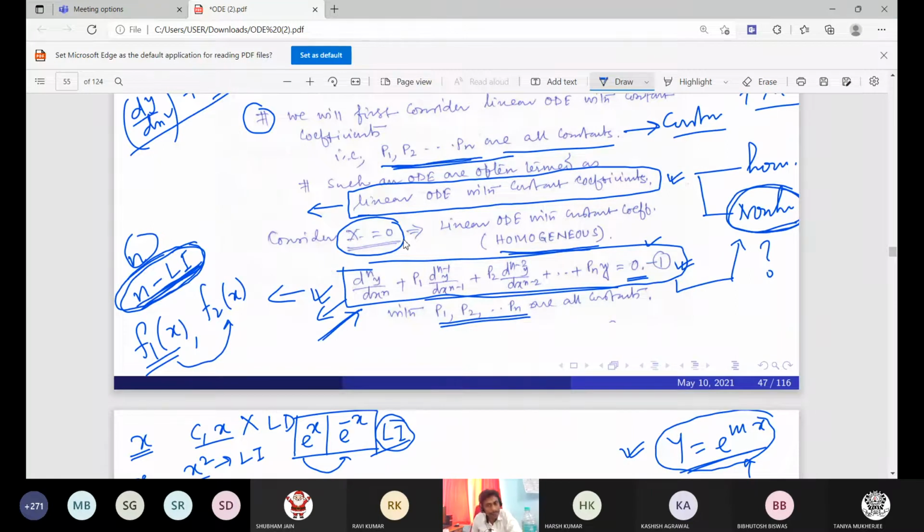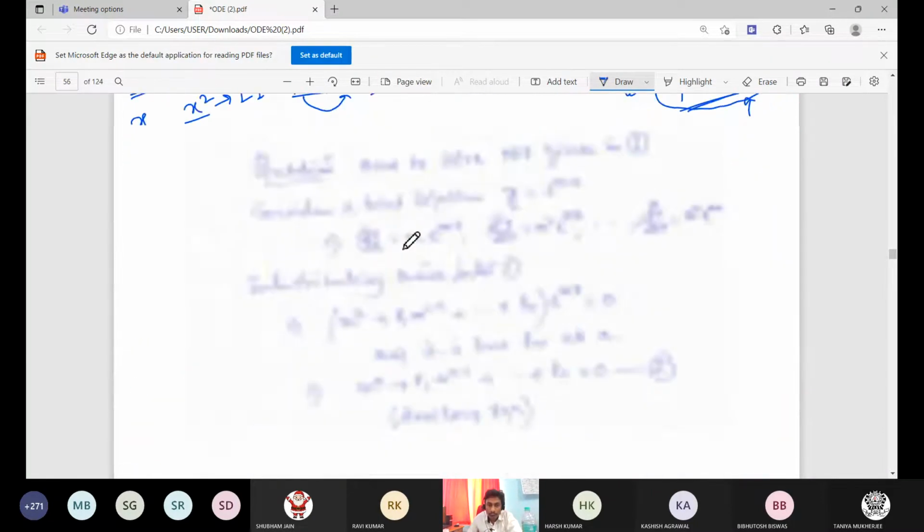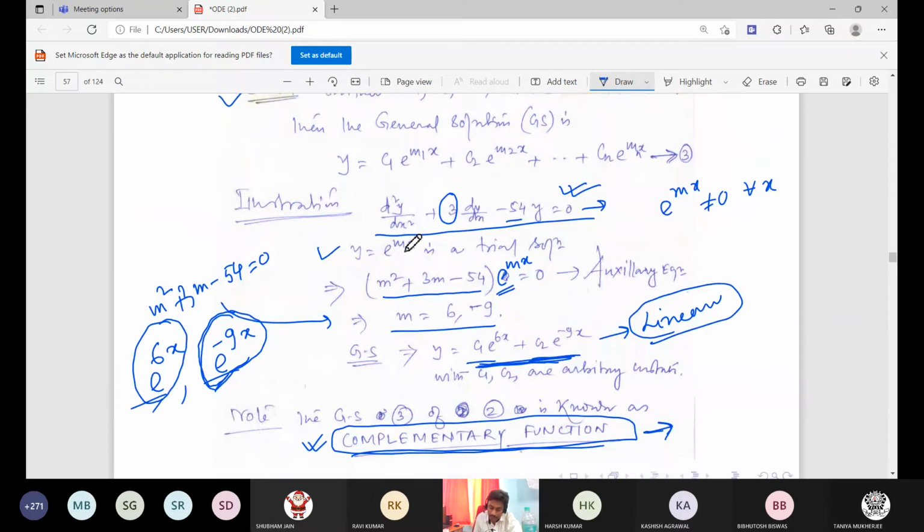Linear in nature, right? Now, see the example that we have considered. This one is linear in nature, right? There is no non-linearity, because d2y/dx2 has power 1, dy/dx has power 1, y is also power 1, and there is no multiplier like y dy/dx. So this is linear in nature.